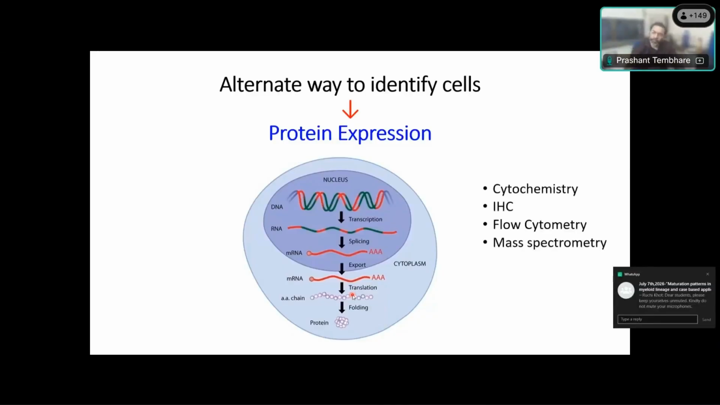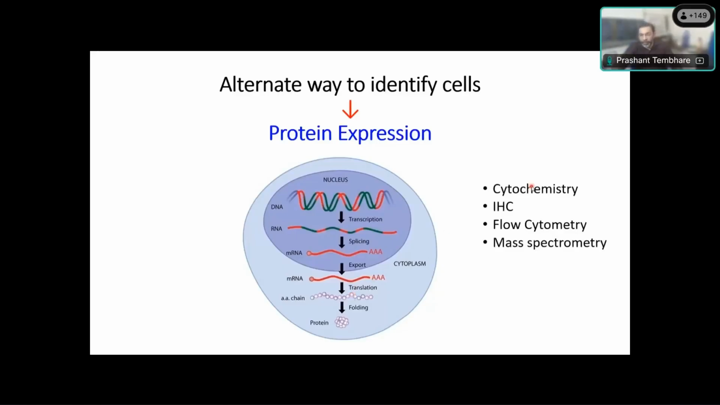Now this protein can be studied by different methods. One is cytochemistry. Then immunohistochemistry, or histopathology, where we look at the protein expression. Then we have flow cytometry, and then even mass spectrometry can also be used to study the protein.